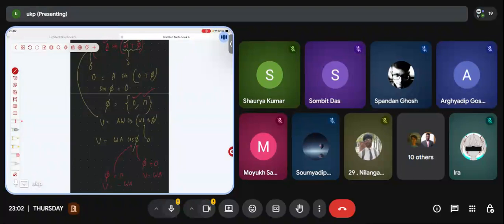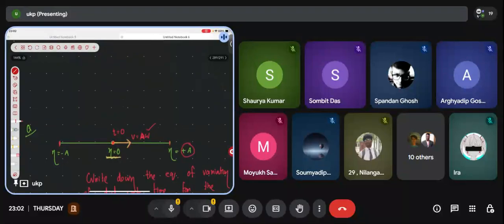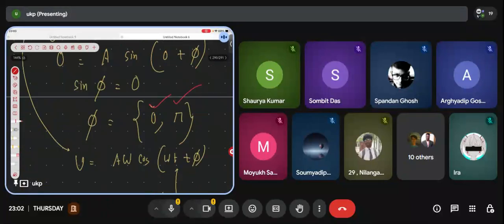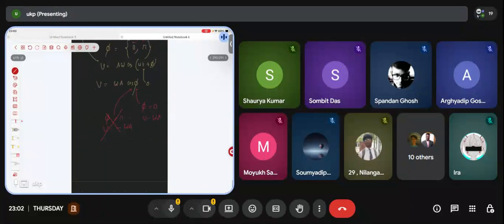Now, which one is acceptable? Your answer will be, sir, it was given in the problem that at t equal to 0, the velocity is given towards right. By default, the convention that we used in the last class while deriving was towards right is positive, towards left is negative. So this particular one is not acceptable for us because if you put phi equal to pi, velocity will come out to be negative. Can velocity be negative? No, sir. So the only acceptable value is phi equal to 0.